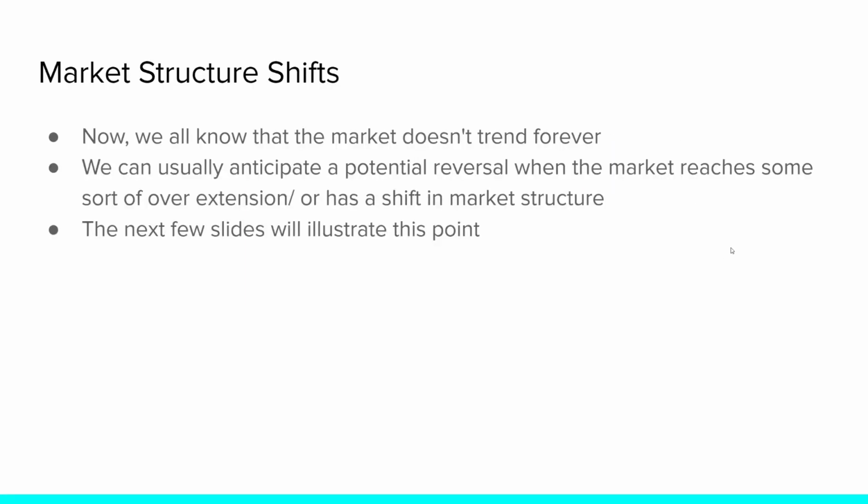Now, I'm going to go ahead and talk to you guys about market structure shifts. So now we all know that the market doesn't trend forever, right? Eventually a bullish market is going to reverse, and eventually a bearish market is going to have some form of reversal as well. So we can usually anticipate a potential reversal when the market reaches some sort of overextension or has a shift in market structure. The next few slides, I'm going to illustrate this point.